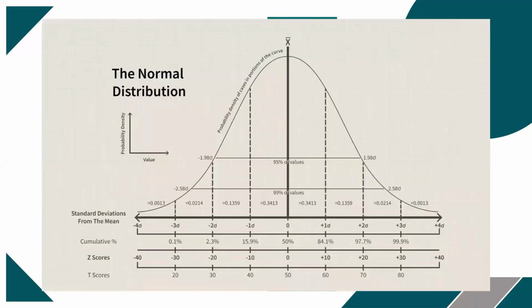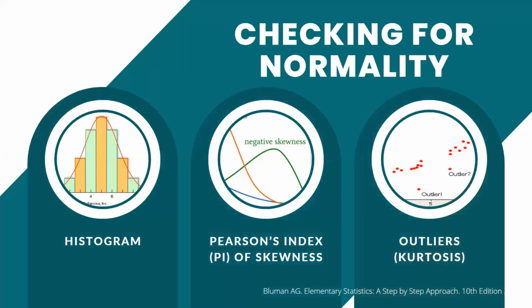Summarizing the normal distribution, this is a curve showing the probability density of cases and proportions of the curve with x bar, which is the mean, at 0, and corresponding standard deviations from the mean and Z scores and T scores. Now the parameters for checking the normality of a distribution: number 1 is histogram, number 2 is Pearson's index of skewness, and number 3 is the presence of outliers, which is also called kurtosis.